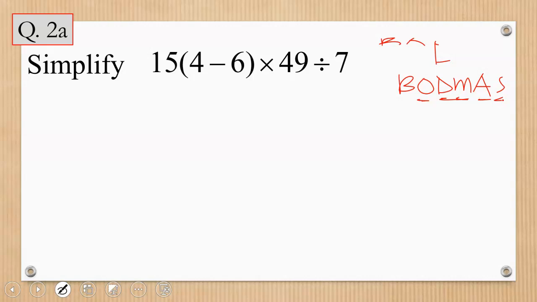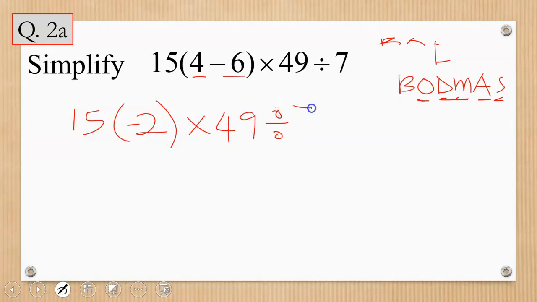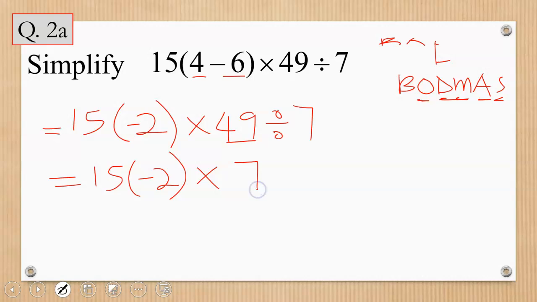So from here, since we are doing the bracket first, we maintain our 15 here. 4 minus 6 will give us negative 2, times 49, divided by 7. And once again, we can say 15 times negative 2. Of course, we can multiply that straight away to get negative 30, and we can say 49 divided by 7 will give us just 7.